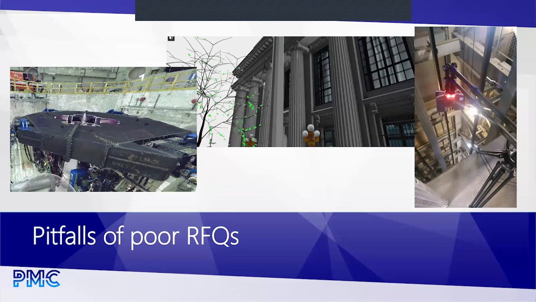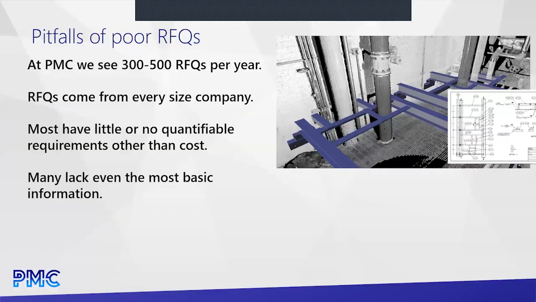Let's move on to our next section. What can happen if your RFQ is not good, if your request for quote is poor. So we see somewhere around 300 to 500 RFQs per year that come through. And they range from, if it's local, we'll do single family homes up to 10 million square foot manufacturing plants. So everywhere in between we do.